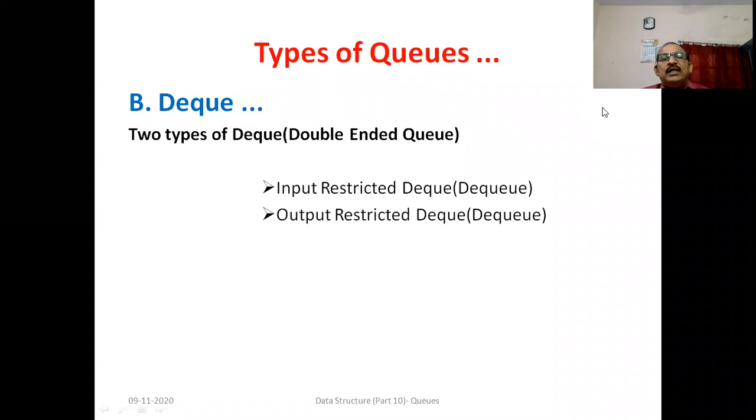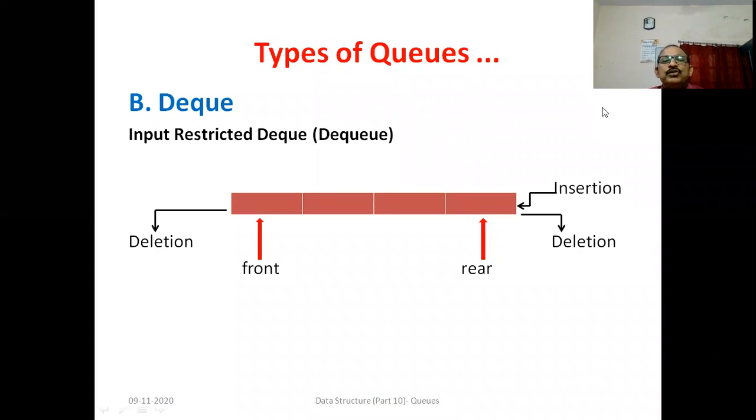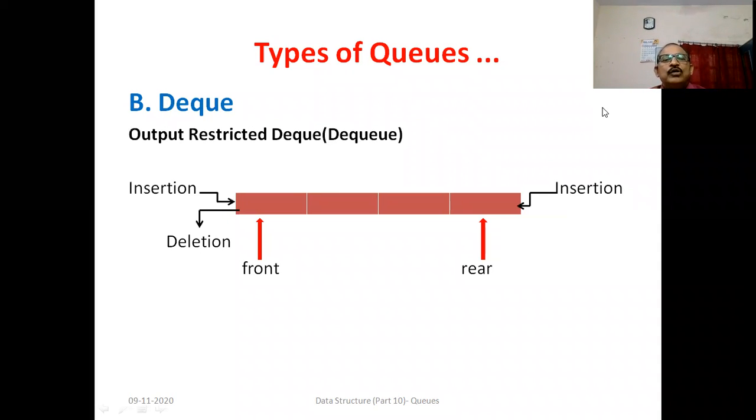With the help of these two ways, we can implement a Deque in computer memory. There are two types of Deque: input restricted Deque and output restricted Deque. In an input restricted Deque, the insertion operation can be done only at one end, but the deletion operation can be done at both ends, front and rear. In an output restricted Deque, the insertion operation can be done at both ends, but the deletion operation can be done at only one end.